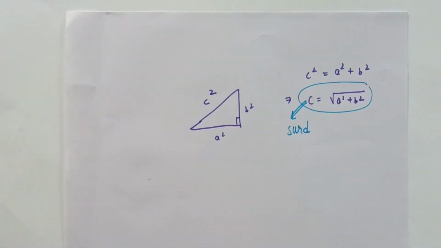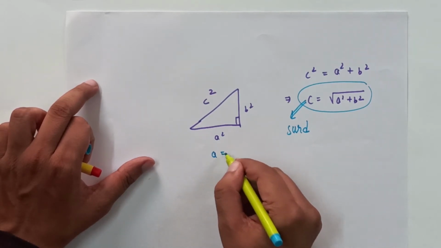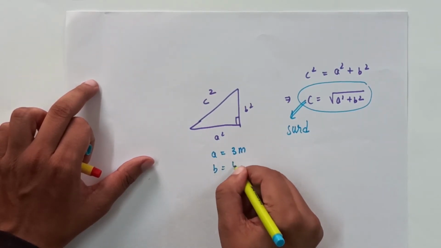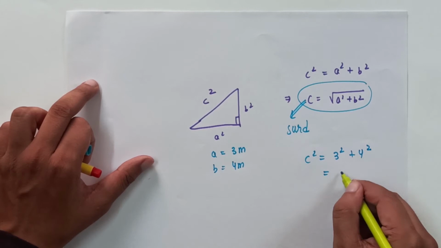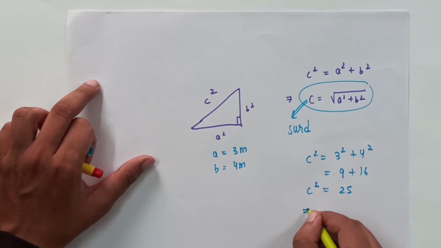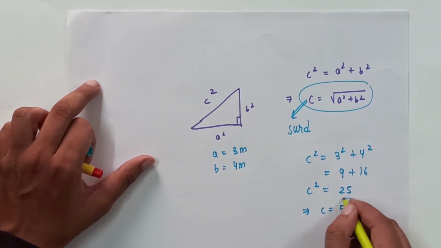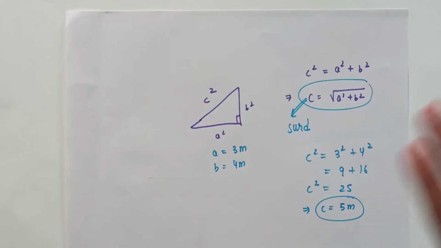For example, a surd generally doesn't simplify easily, but if we take a general example, suppose a is equal to 3 meters and b is equal to 4 meters, then c square will be 3 square plus 4 square, that is 9 plus 16, equal to 25. So c square comes out to be 25, which implies c is equal to 5 meters. This simplifies easily. Usually surd expressions don't.